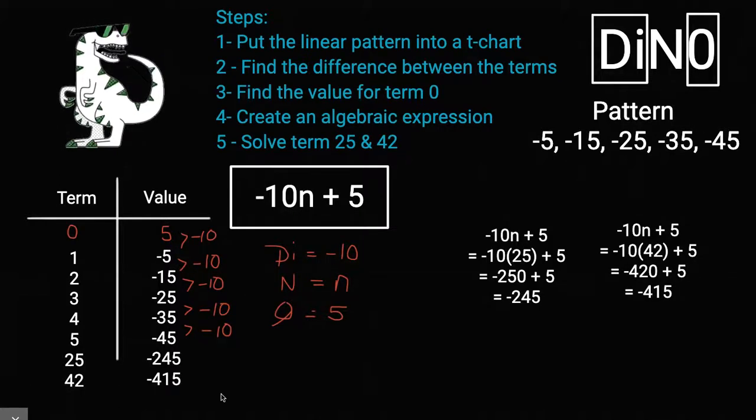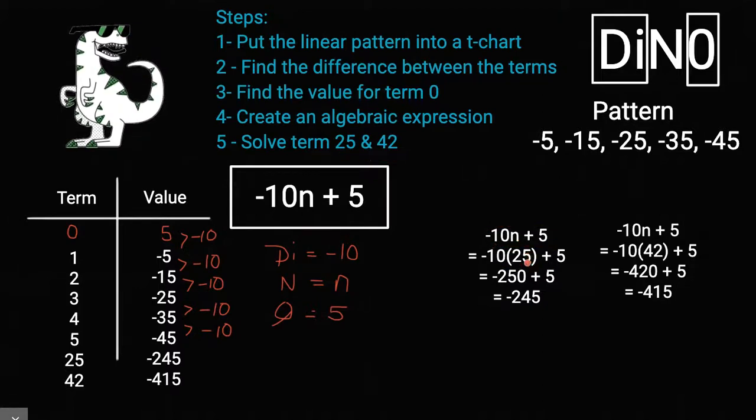Okay, so hopefully this is what you've come up with. You've noticed that the difference between the terms is -10. Hopefully you remember that we use n as our variable. Again, you can change your variable if you'd like a different letter. That's perfectly okay. We're using n just because we like the name DiNO. And then term 0 would have a value of 5 because 5 minus 10 is -5. So you would have come up with an expression of -10n plus 5.